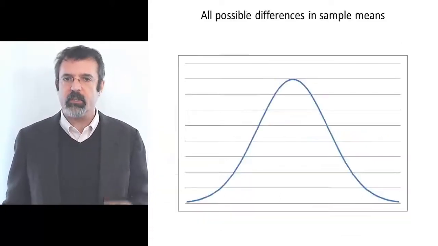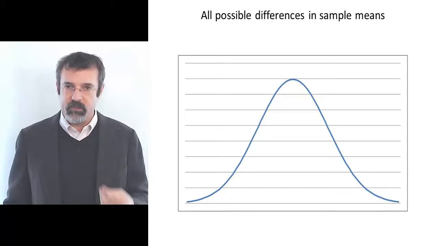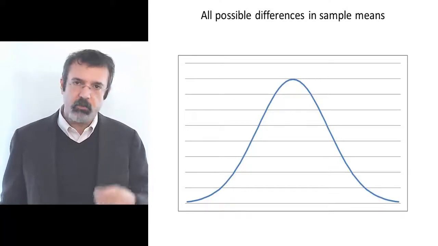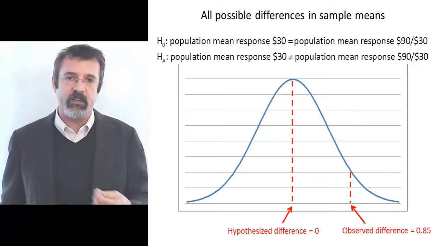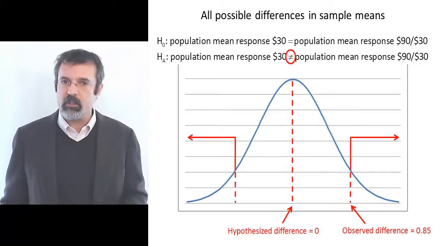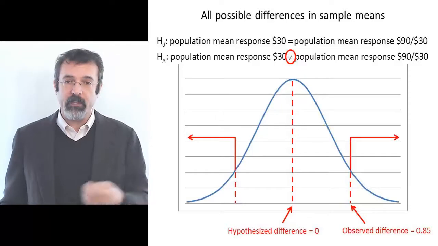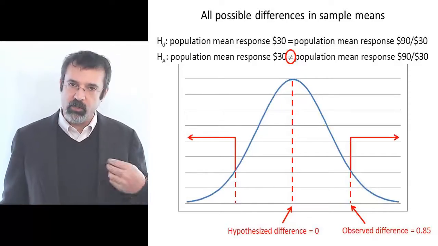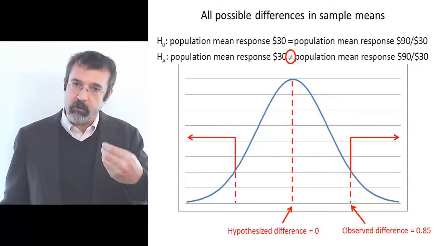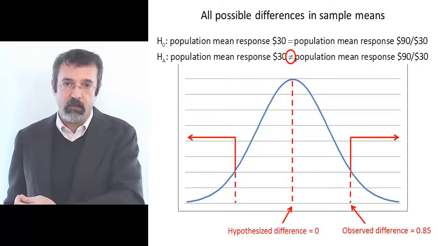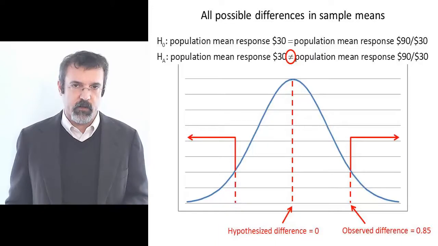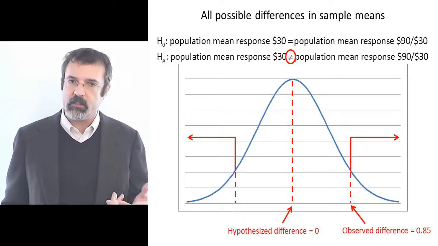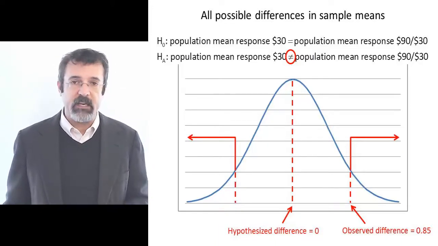So if we picture the distribution of all possible differences in sample means, we note that we've assumed that the difference is 0. We observed a difference of 0.85. And since our alternative hypothesis is that the population means are not equal, we're concerned with the area from the observed difference out toward the tail multiplied by 2. The way we measure the area is to use the t.dist function in Excel. We use the t.dist function because differences in sample means are t-distributed.